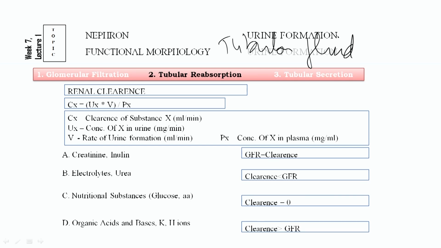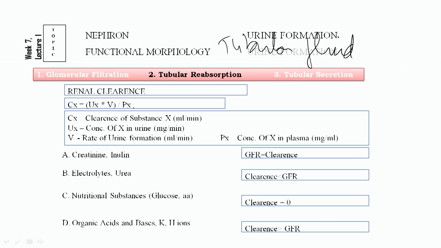The most important part in the tubular fluid is the renal clearance. Renal clearance is nothing but the capacity of the kidney to clear any substance from the plasma. Mostly it will be calculated with this formula, Cx. X means any compound, you can say. C, the clearance of any substance X, will be expressed in terms of Ux, that is the concentration of that substance in the urine, multiplied by the rate of urine formation, expressed in ml per minute, divided by the plasma concentration of that particular substance.